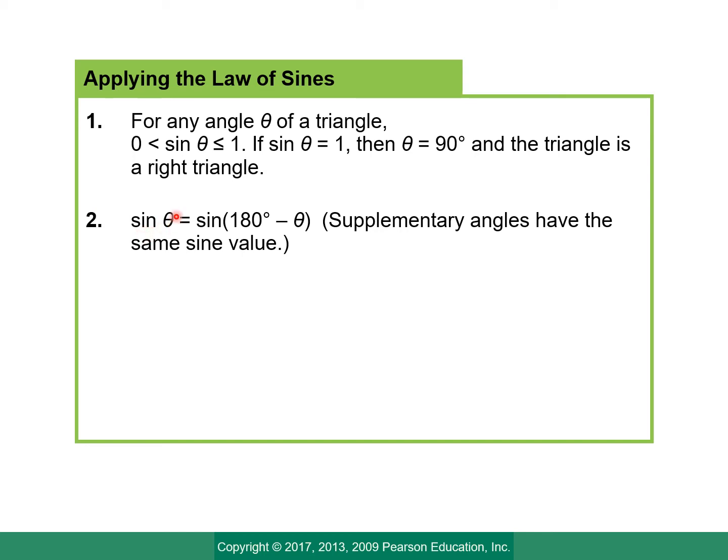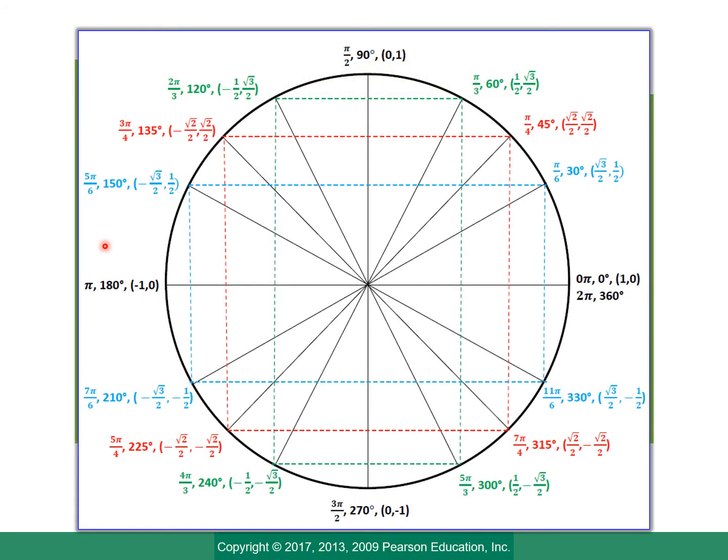Sine, we also know another fact is that sine of theta is the same as sine of 180 minus theta. Supplementary angles have the same sine value. This is going back to your unit circle, so let's just review really fast. On your unit circle, let's focus on, let's say, 45 degrees. The sine value of 45 degrees is square root 2 over 2. But across your unit circle into quadrant 2, sine of 135 degrees is also square root 2 over 2.